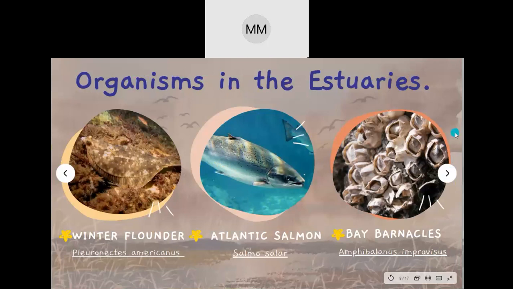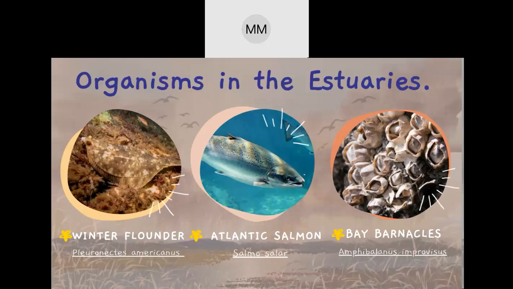Okay, as we all know, estuaries are a very stressful environment where the salinity is always changing and they have hypoxic soil. So there are very few organisms that can survive in estuaries. However, estuaries are one of the most productive ecosystems in the world.